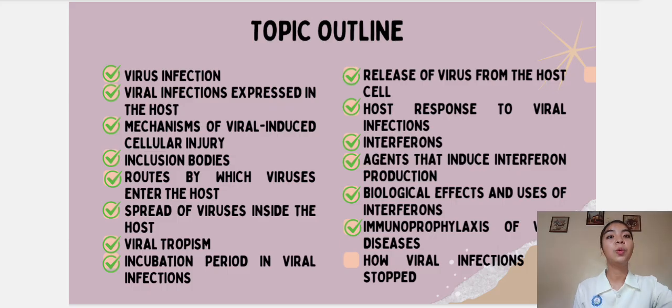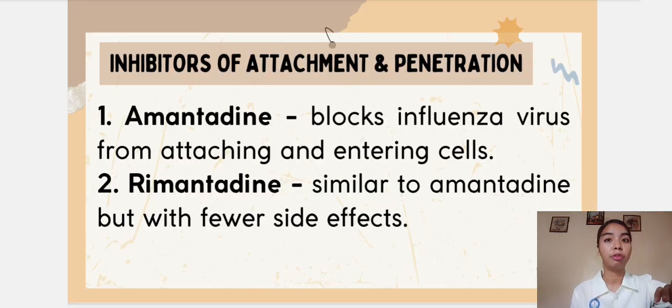We are ready to move on to our last topic outline, which is how viral infections are stopped via drug treatments. Here are our first two drugs that inhibit the attachment and penetration, which is the first step of the replication process. We have here amantadine that blocks influenza virus from attaching and entering the cells. We have rimantadine, similar to amantadine, but with fewer side effects. So these two drugs, amantadine and rimantadine, are antiviral drugs that inhibit the attachment and penetration of the virus on the host cell.